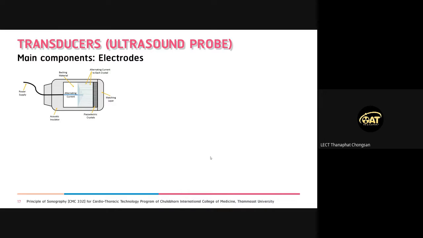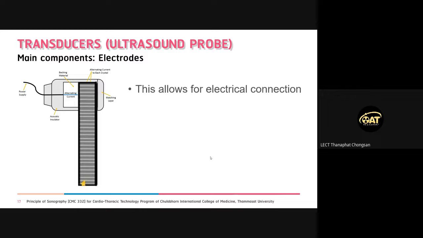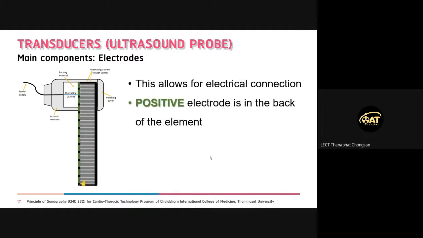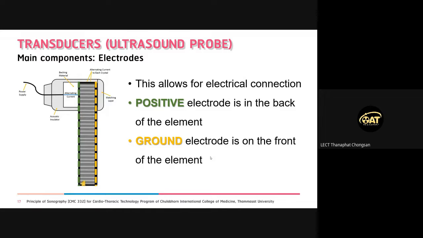Okay. The second part is the electrode. The electrode decorates the PZT or piezoelectric crystal and consists of two types: positive and ground. They supply current or electricity from the power supply to the crystal part or PZT part.